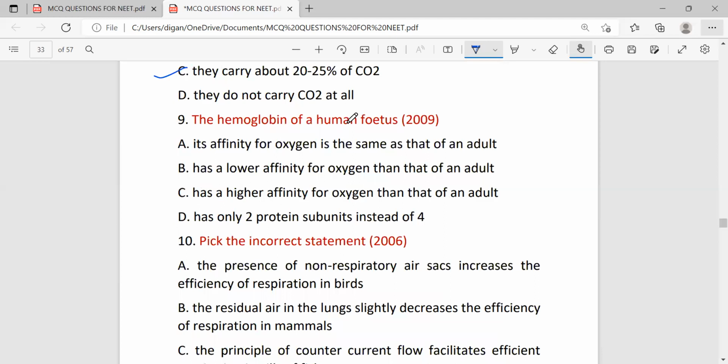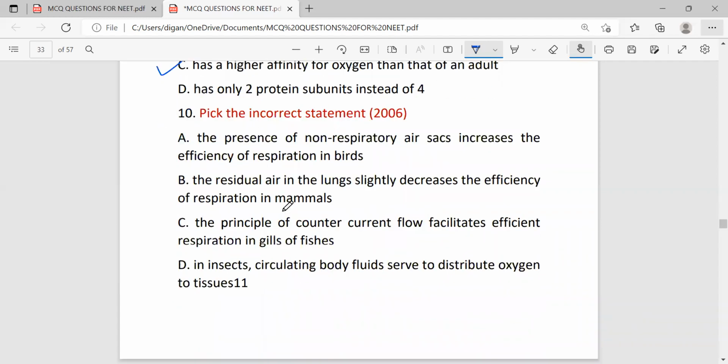Next, the hemoglobin of a human fetus, four options are given, and for question number 9 the correct option is C, means it has a higher affinity for oxygen than that of an adult. Then pick the incorrect statement. Out of these four statements, only one is incorrect, and for question 10 the correct option is D, that is in insects circulating body fluid serves to distribute oxygen in tissue.